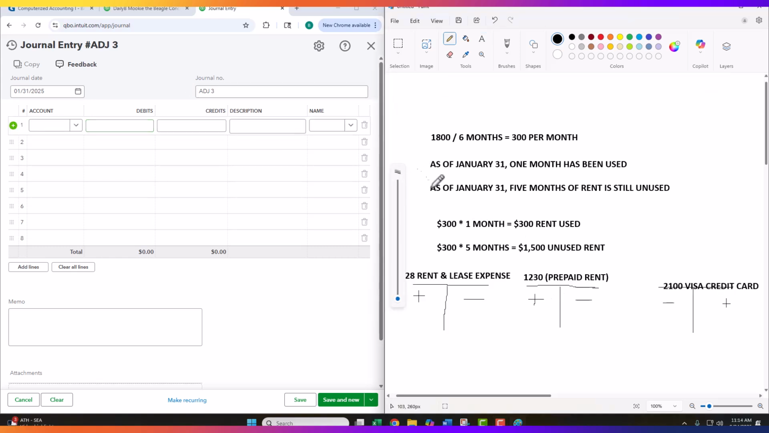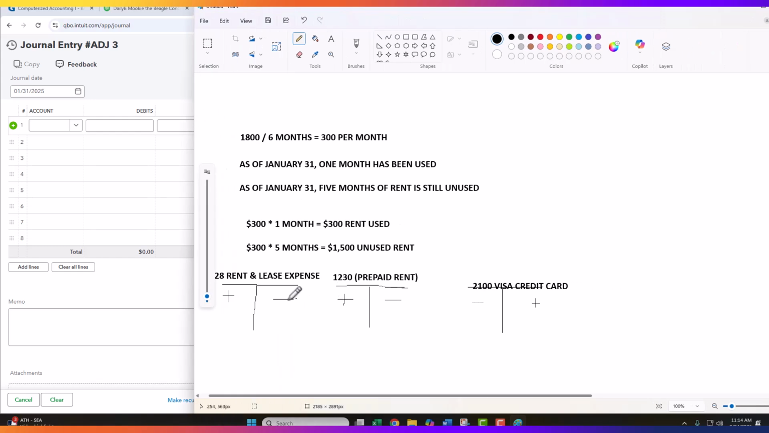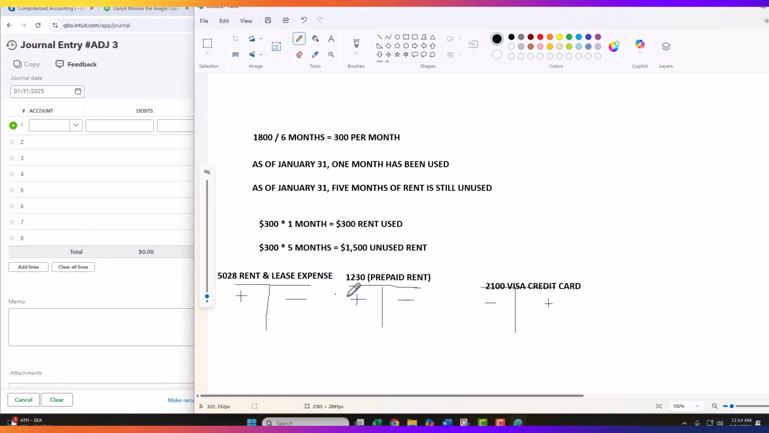So I've set up T accounts for each of the 3 accounts that are going to be involved here. We have the 5,028 rent and lease expense. We have the 1,230 prepaid rent. And then we have the 2,100 Visa credit card payable account. This is a liability account, so it increases on the right side. Prepaid rent's an asset account, so it increases on the left. And the rent and lease expense is an expense. It also increases on the left.